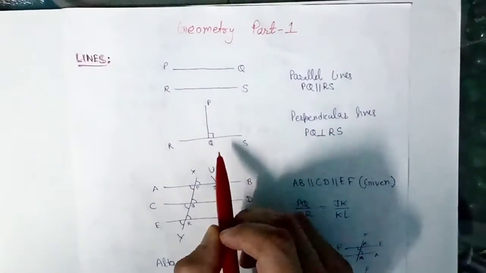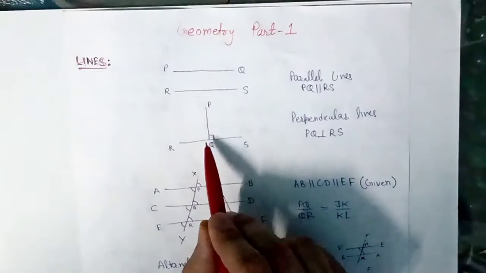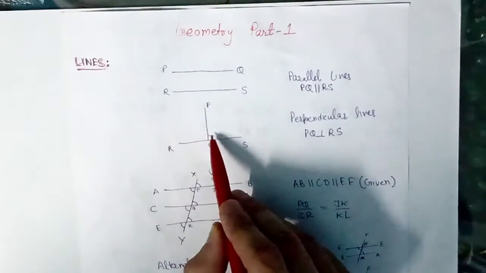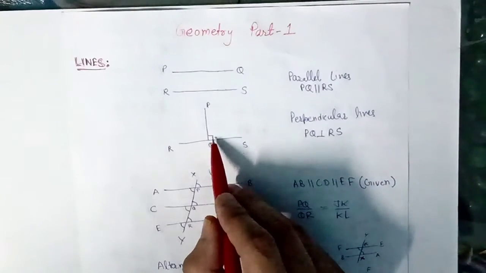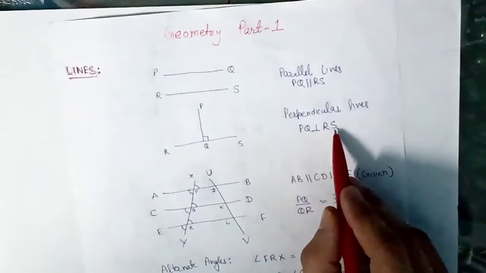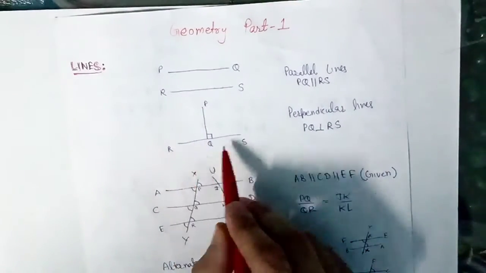And perpendicular lines is when, this is line PQ and this is line RS, PQ is making a 90-degree angle on this line. Then we call it perpendicular. This angle is 90 degrees. So we symbolize this as PQ is perpendicular to RS. That is, PQ is making an angle of 90 degrees on the RS line.